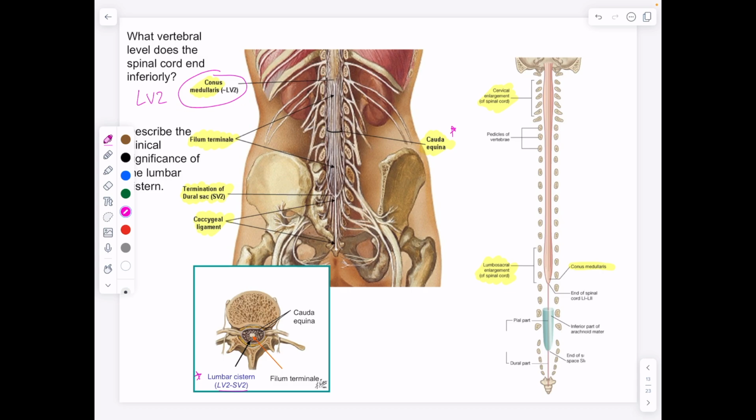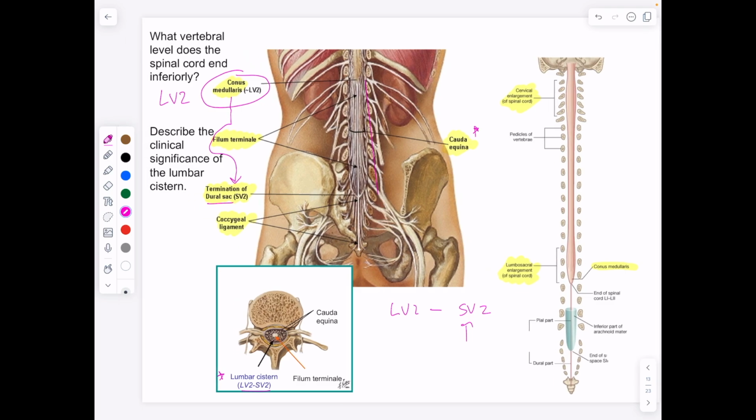And so you still have spinal fluid in this area. Going down here, from LV2 all the way to SV2, you still have the dural sac, and it's filled with spinal fluid. The lumbar cistern, this area from the end of the spinal cord to the end of the dural sac, is still full of spinal fluid. So between LV2 and SV2 is an opportunity to take samples of cerebral spinal fluid. You typically do that closer to the inferior end, but it's an opportunity to perform a spinal tap.